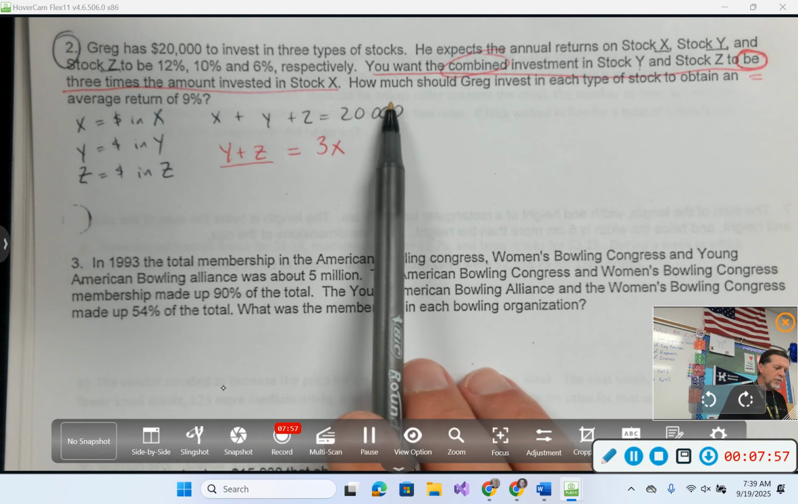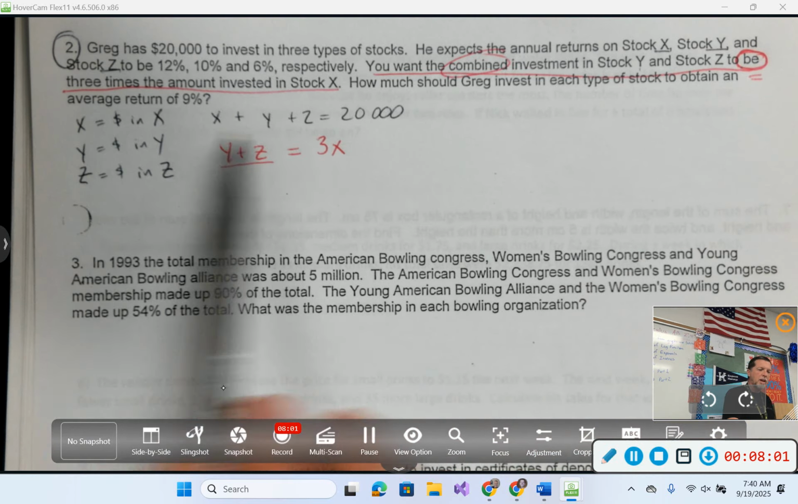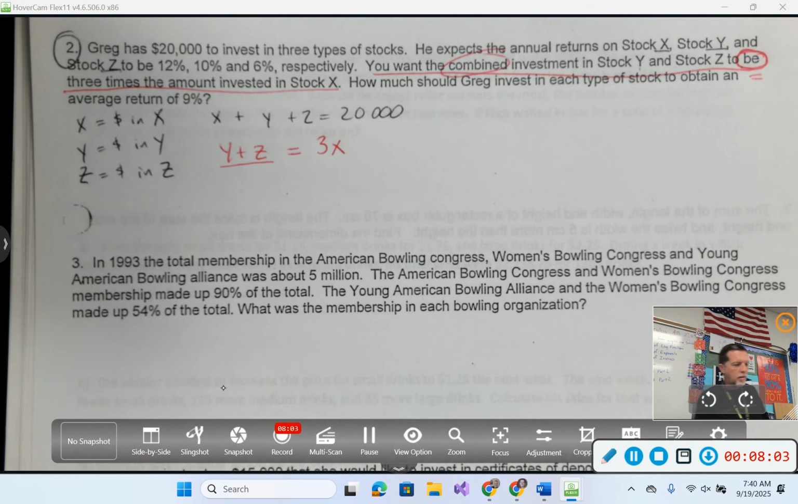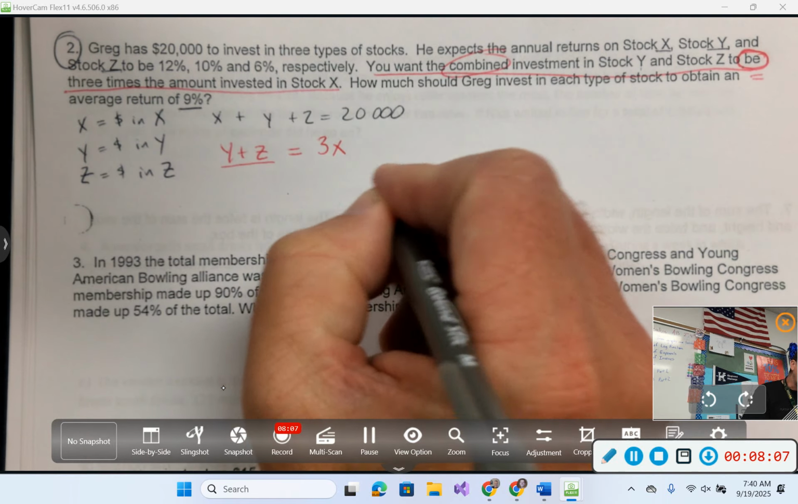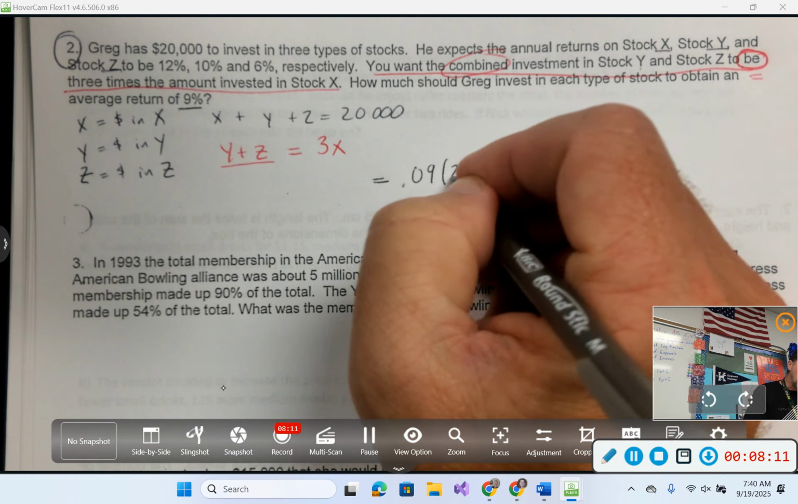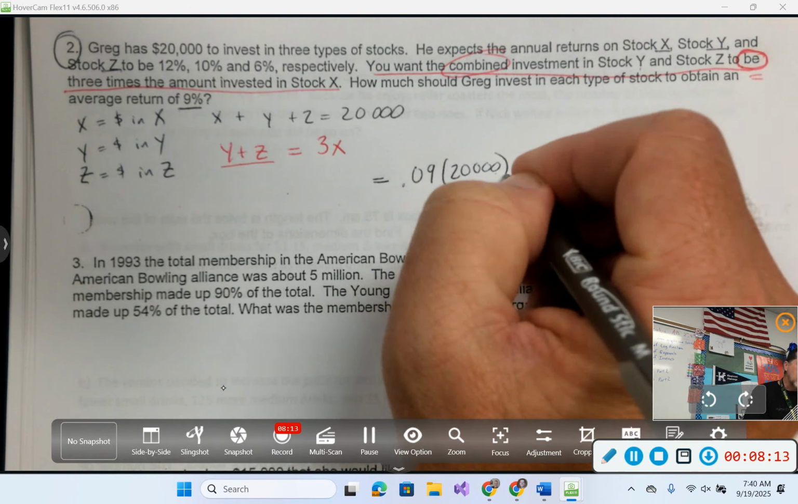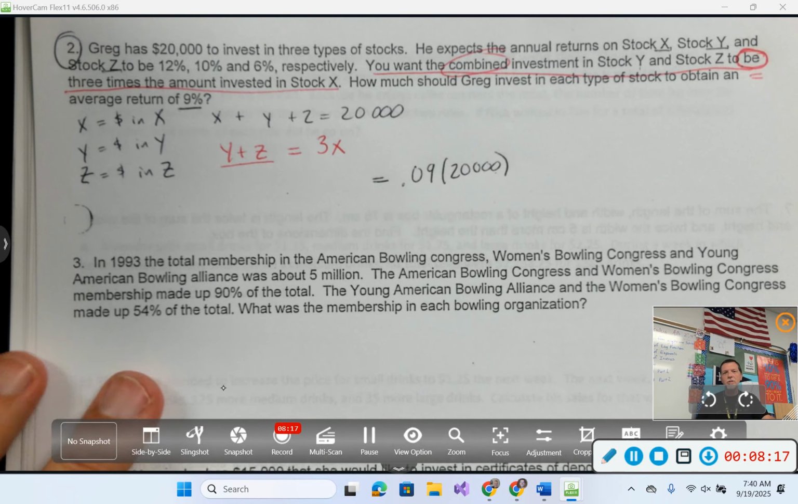And then the last one is probably the hardest one. How much should Greg invest in each type of stock to obtain an average return of 9%? So he wants 9% of his total money, or he wants to make 9% on the total. So 0.09 times 20,000, whatever that is. That would be him making 9% on the total.